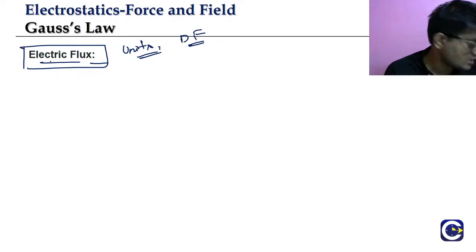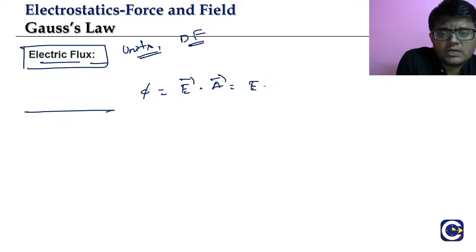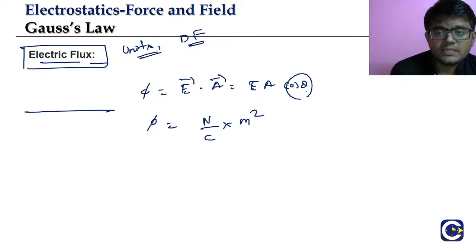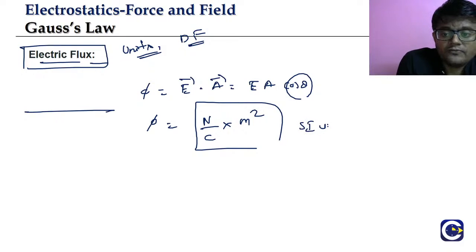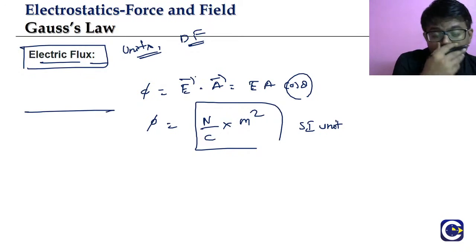Okay? So now look, how do we find out the unit of electric flux when we have case 1, the easiest case? The flux formula is E dot A, which is E into A into cos theta. Here look, E means Newton per coulomb, area is meter square in SI unit, and cos theta is a trigonometric ratio, so it has no unit. So what is the SI unit of electric flux? It is Newton per coulomb into meter square. Okay?